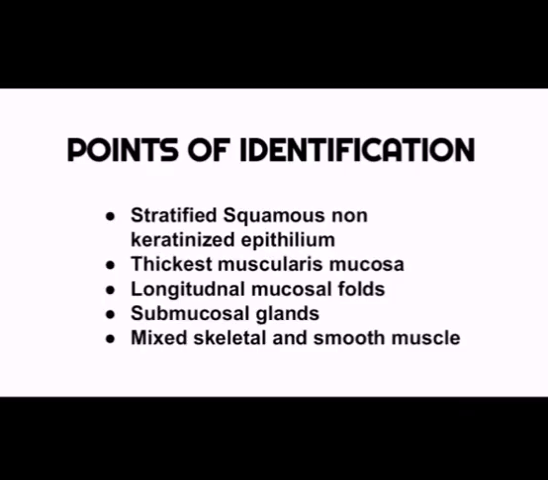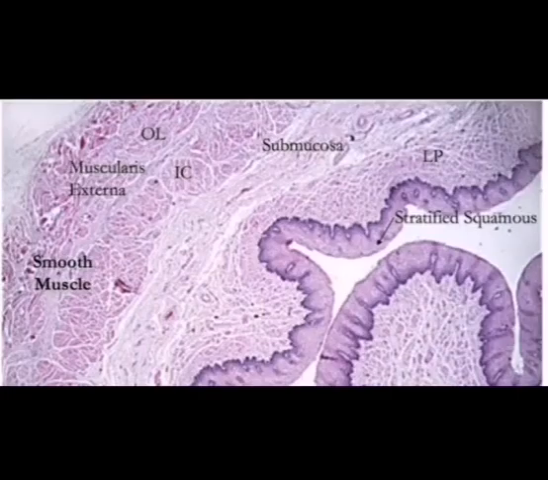The second point is that we have the thickest muscularis mucosa, right? In all the tubular structures, we do have a mucosa, submucosa, muscularis, and serosa or adventitia. They do have muscularis mucosa, right? But among them all, the thickest muscularis mucosa is in the esophagus, right? So here we have the muscularis mucosa, right?